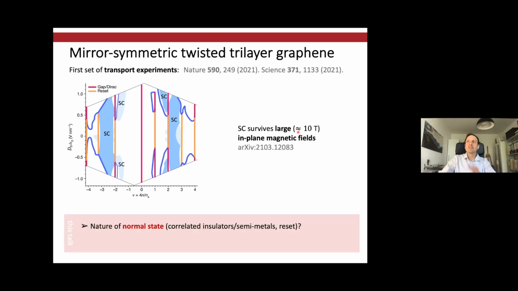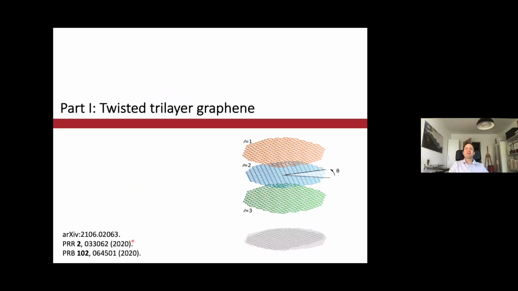And what I would like to discuss here is a recent attempt to understand some of the correlated normal state behavior in this system, particularly correlated insulators or semi-metals, as well as this resetting, and then use these insights to make a few statements about possible origins of superconductivity and order parameters. Okay, so this is going to be the topic of the first and main part of this talk.